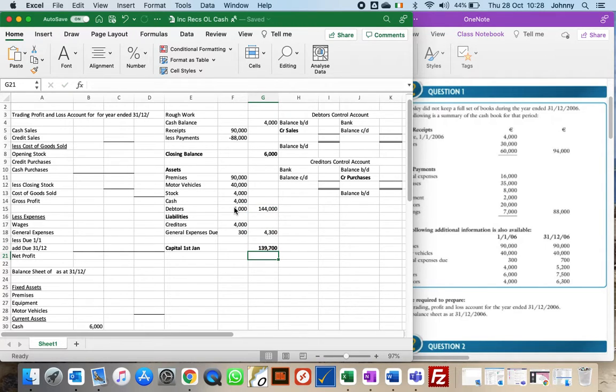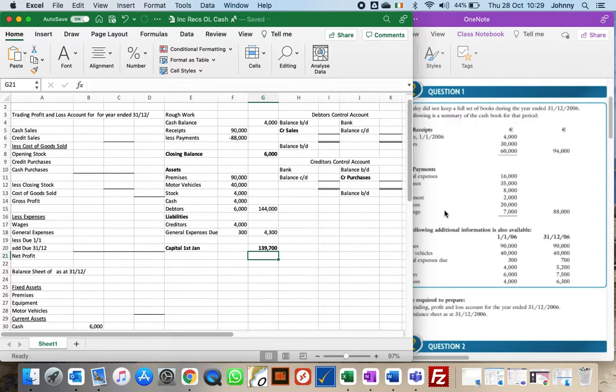Now move on to our control account rough work. The reason we're doing it is to work out our credit sales and our credit purchases, because you'll find that there are some cash sales and cash purchases, so we need to find the credit ones because we owe money for those. We do that by using a control account.